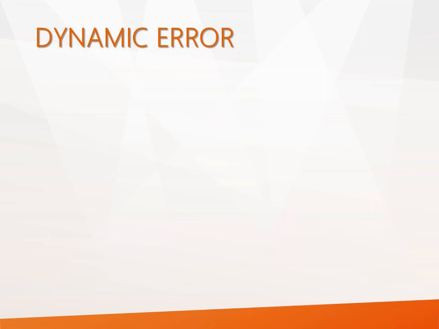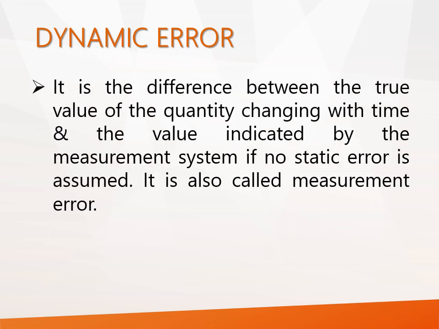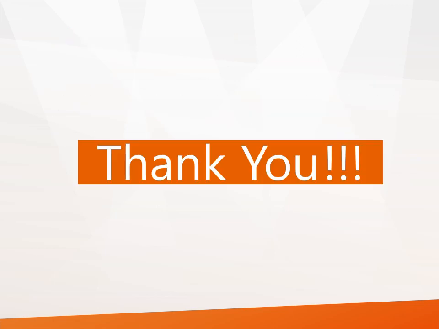Dynamic error. Dynamic error is the difference between the true value of the quantity changing with time and the value indicated by the measurement system. That is, it is the difference between two values, expected and observed, with no static error. So here we have finished all the parameters, that is dynamic and static characteristics. Thank you.